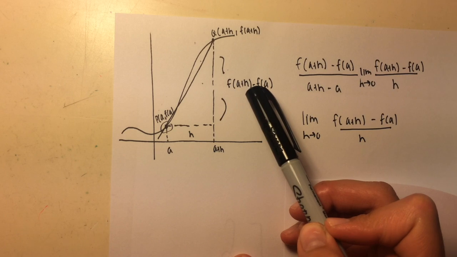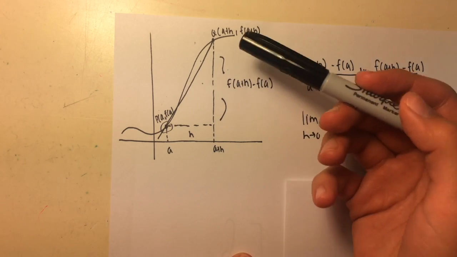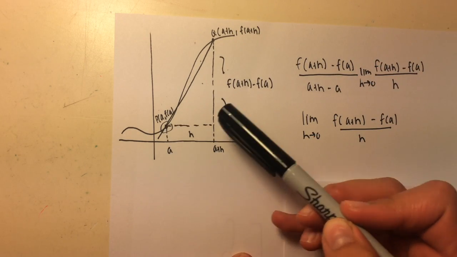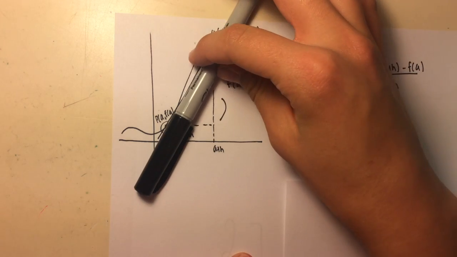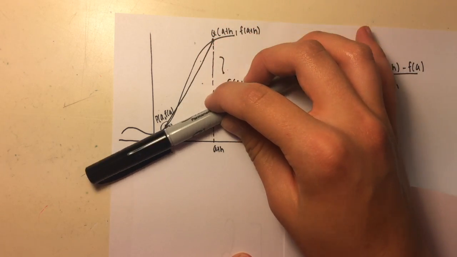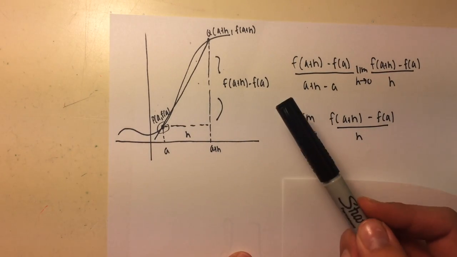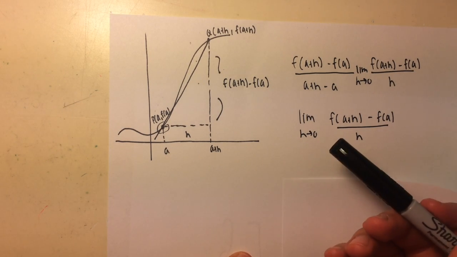So this h is used. We're finding the limit as h approaches 0 because we want h to become smaller. We want this to become closer and closer to this a value, horizontally and vertically. And as we do that, this secant line becomes a tangent line. That is why the derivative is the slope of the tangent line, and the slope of the tangent line can be used in applications of rates of change.